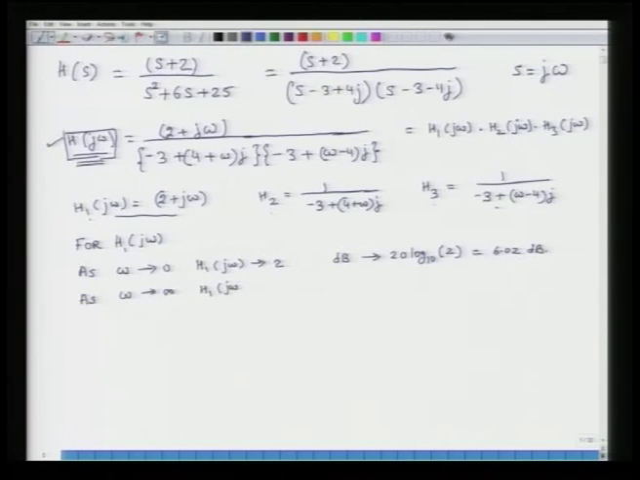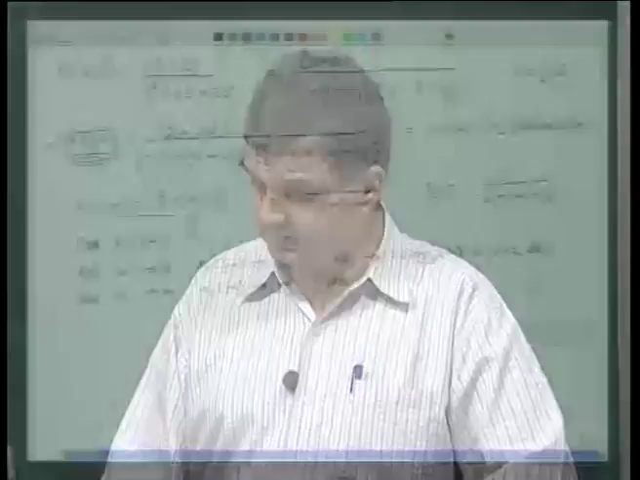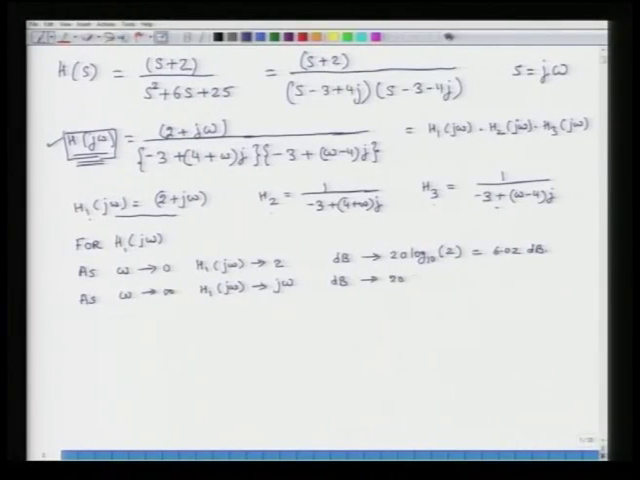H1 of j omega approaches j omega. So if I calculate the strength of H1 in terms of decibels, that approaches 20 logarithm in base 10 of omega, because the magnitude of j omega is omega. So these are the two asymptotes. Once again, the first one is the low frequency asymptote and the second one is the high frequency asymptote.